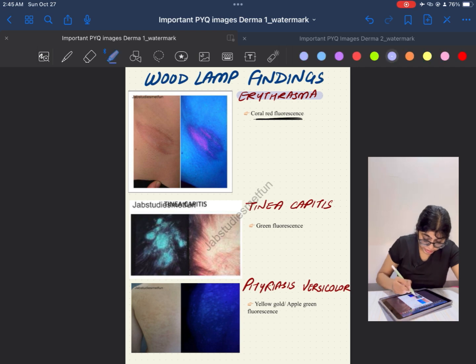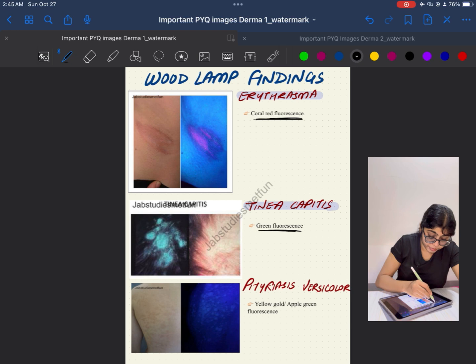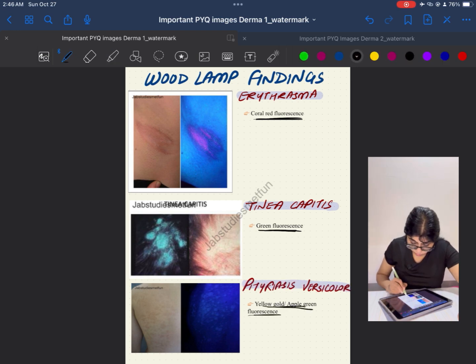Next one is Tinea capitis. It gives a green fluorescence, and pityriasis versicolor, which gives a yellow, gold, or apple green fluorescence under woodlamp. All of these three have been asked simultaneously or one by one in the exams.